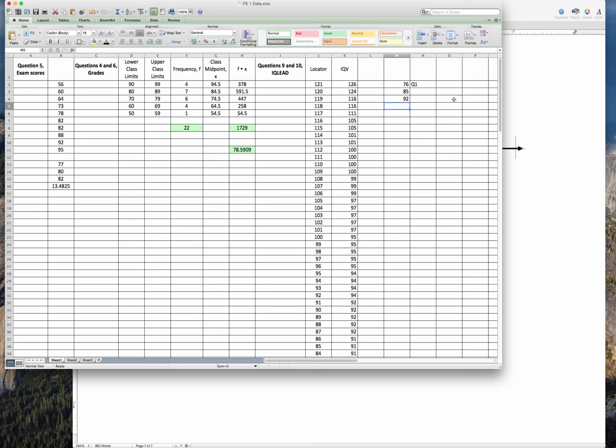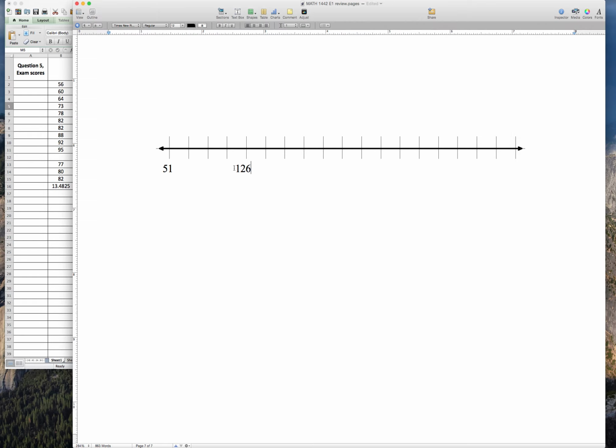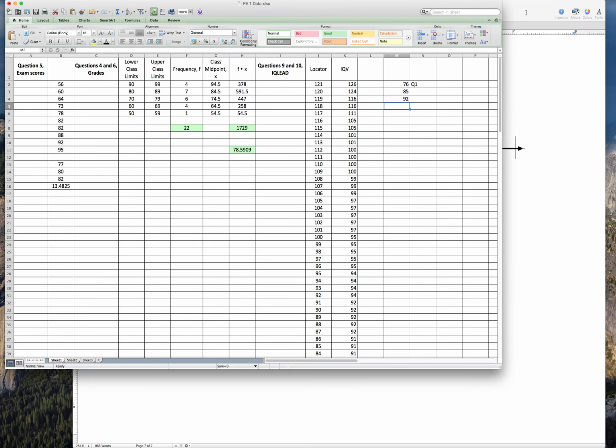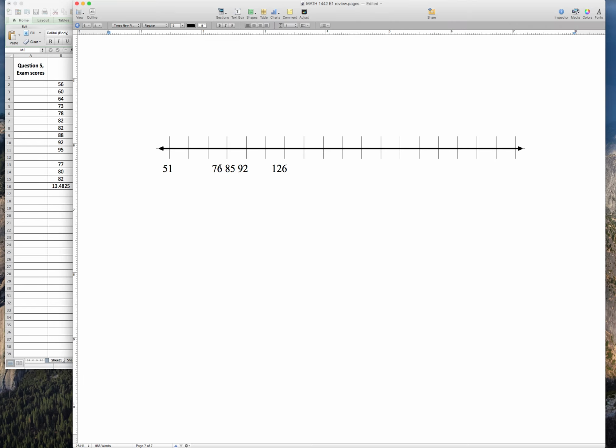Okay, now these are my 3 quartiles: 76, 85, and 92. I'm going to put them here. 76, what did I say? 85, 92. Let me make sure those are the right values. 76, 85, 92. And now I want to mark them to scale on this number line.